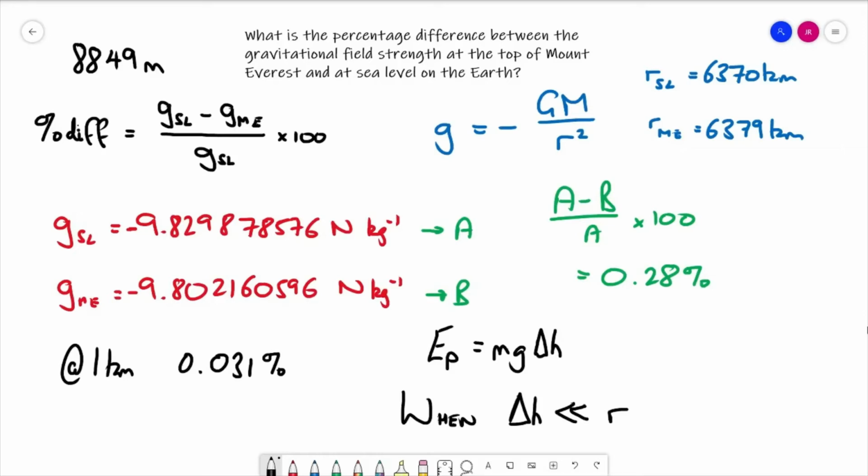So that equation, as we said, you were taught at GCSE, EP equals mg delta H. Again, that applies. It's not necessarily a wrong equation. It can be applied under certain circumstances when we have a very small delta H compared to the radius of the Earth.